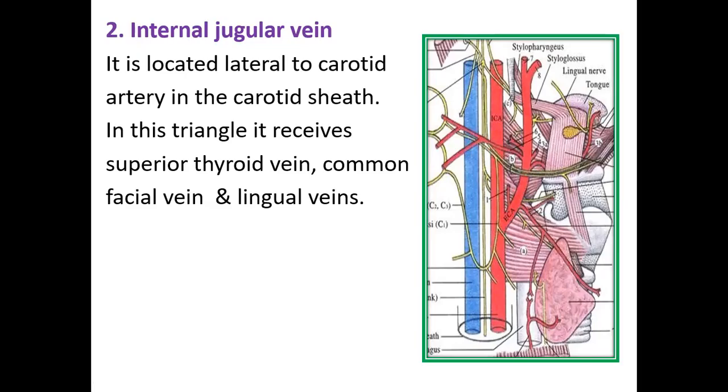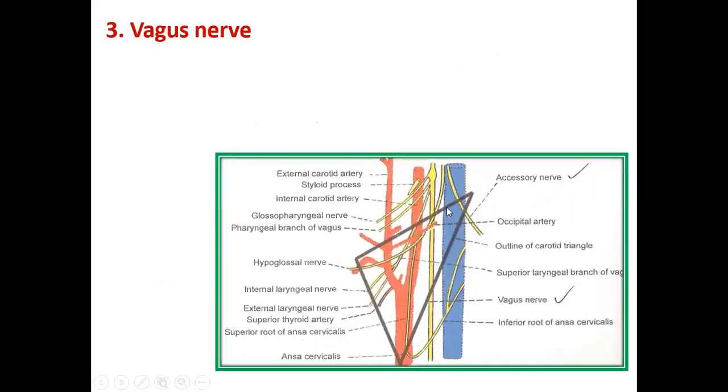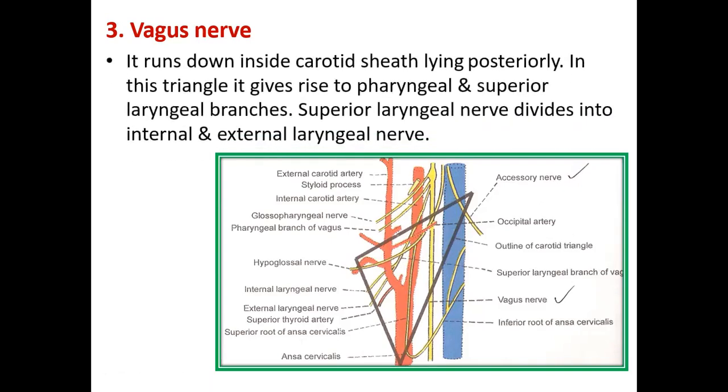The next content, within the carotid sheath posteriorly, is the vagus nerve. This one is the vagus nerve. It runs downward inside the carotid sheath, lying posteriorly. In this triangle, it gives two branches: the pharyngeal branch of the vagus nerve and the superior laryngeal nerve. The superior laryngeal nerve divides into two, the external laryngeal nerve and internal laryngeal nerve. So that's all about the contents of the carotid triangle within the carotid sheath: common carotid artery, internal carotid artery, internal jugular vein, and vagus nerve.